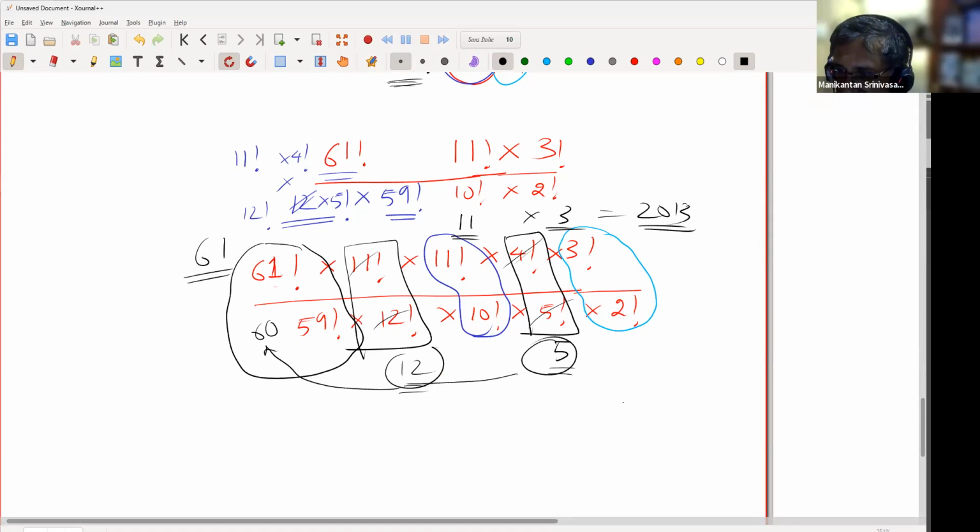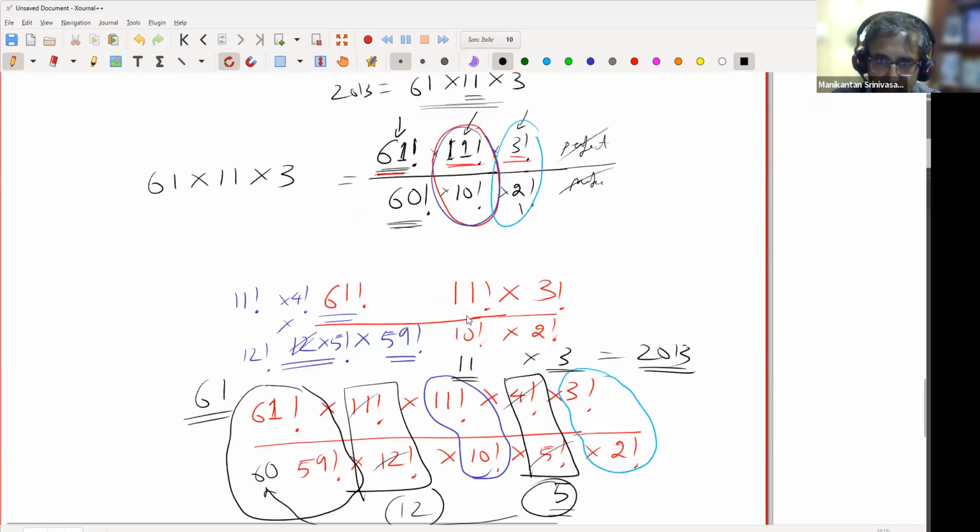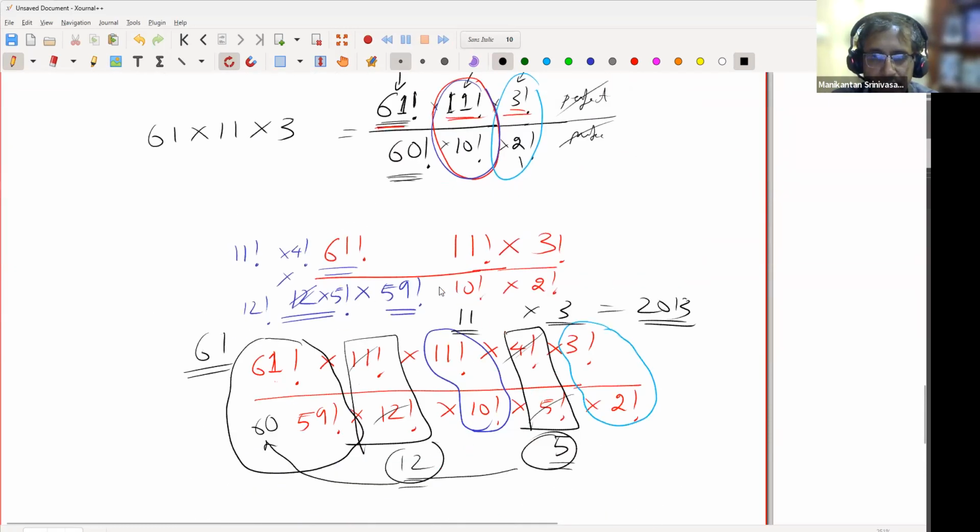Yeah? Cool. Yeah, it's all about prime factorization, guys. If you know your prime factorization well, you'll know how to manipulate things. So I'm sure you'll get better as you try. Okay, so that was question 9.